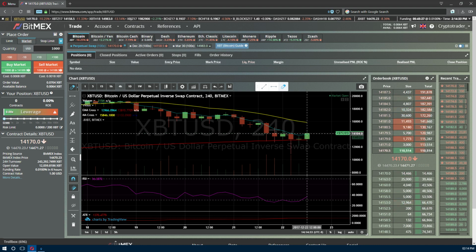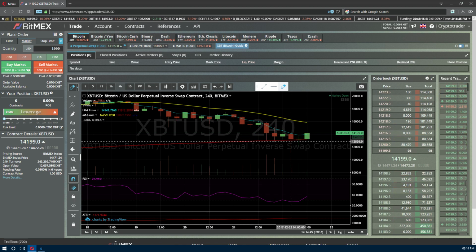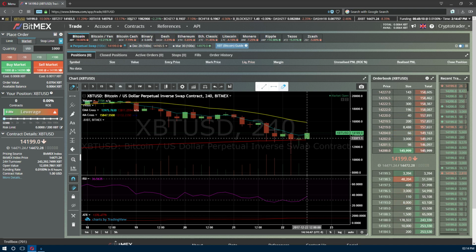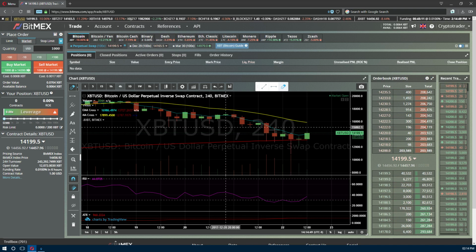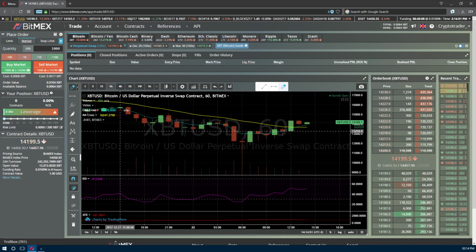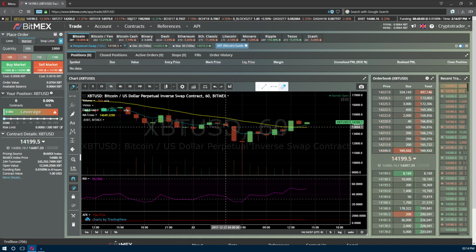I would enter in right here at 14.1 with a stop loss at 13. That is a big ass stop loss though. So let's head down to the 1 hour, see if we can break these 4-hour bars up. 4, 8, 12. 1, 2, 3, 4, 5, 6, 7, 8, 9, 10, 11, 12.